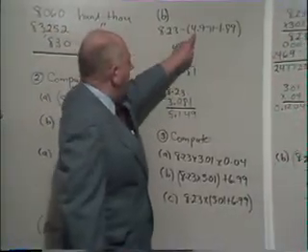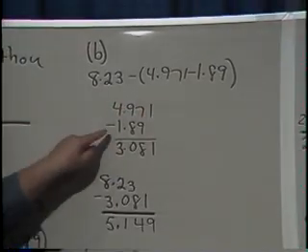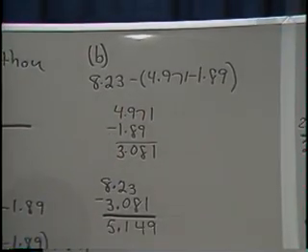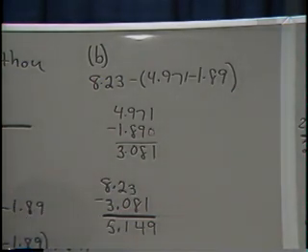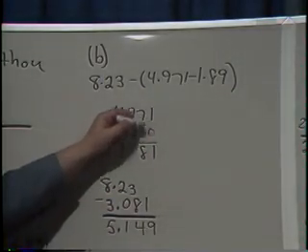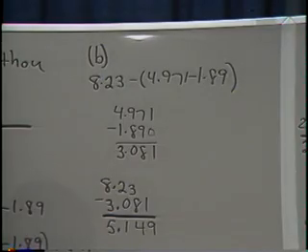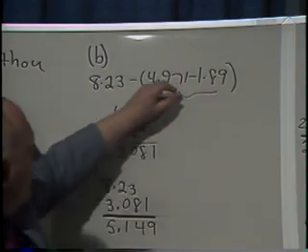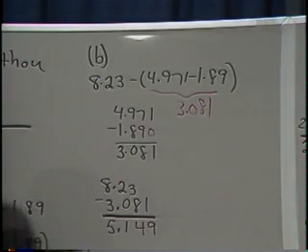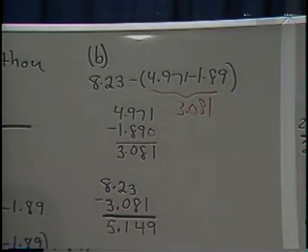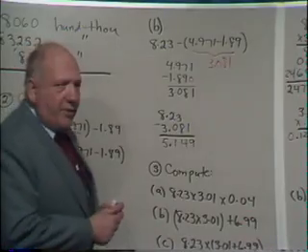This time, we're going to start with the 4.971 and subtract the 1.89. And again, you may or may not wish to put the 0 in here. You don't have to, because it's already serving there as a placeholder. Taking nothing from 1 is the same as bringing the 1 down, so there's no problem that way. At any rate, if you do that subtraction, you wind up with 3.081.